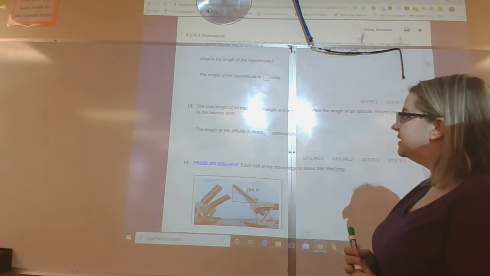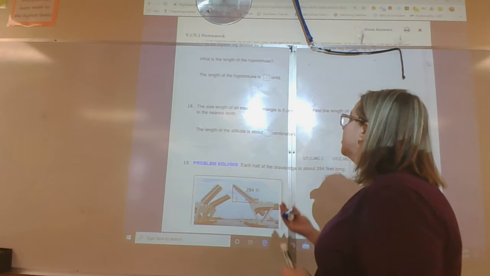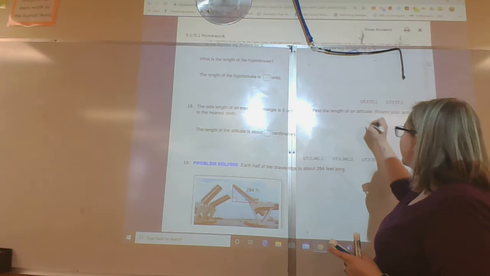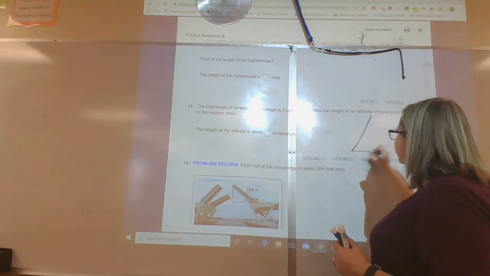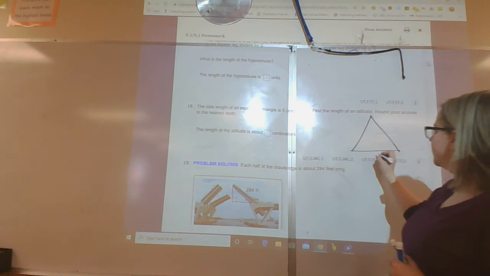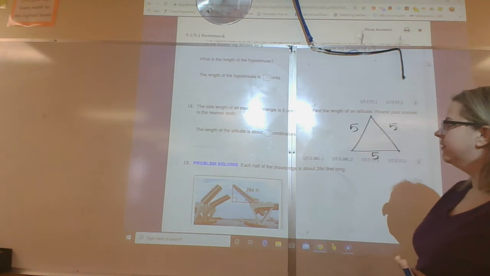So here's number 18. It says the side length of an equilateral triangle is 5 centimeters. Find the length of the altitude. So an equilateral triangle means that all the sides are the same length. So if this one's 5 centimeters, then this one is 5, and this one is 5.